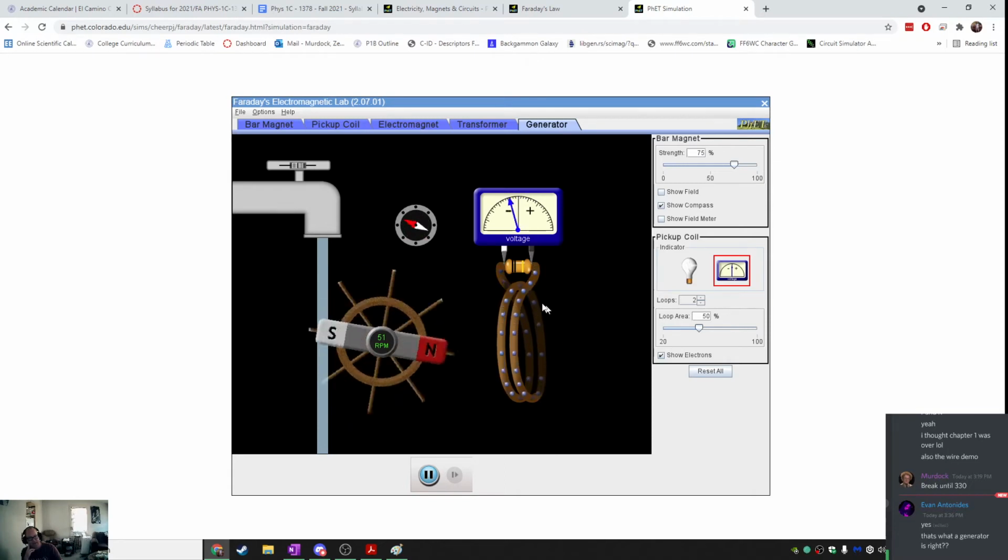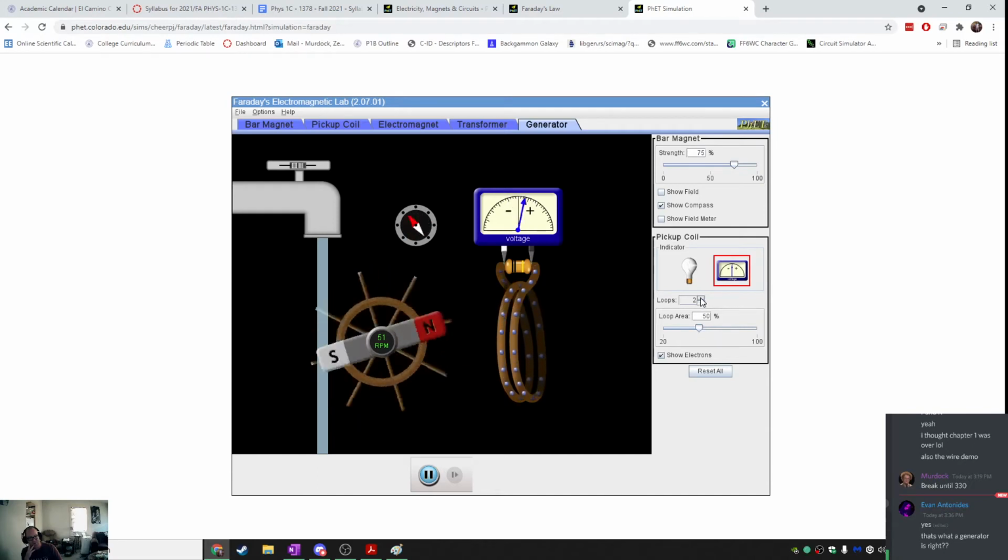As that magnet rotates near my coil right here, it's going to create a changing electric flux. And as a result, we're going to get an EMF. We call this an alternating current, actually, that's coming out of here. Because as you can see, sometimes it goes down and then up and then down and then up and then down and then up. That's an alternating current, right?